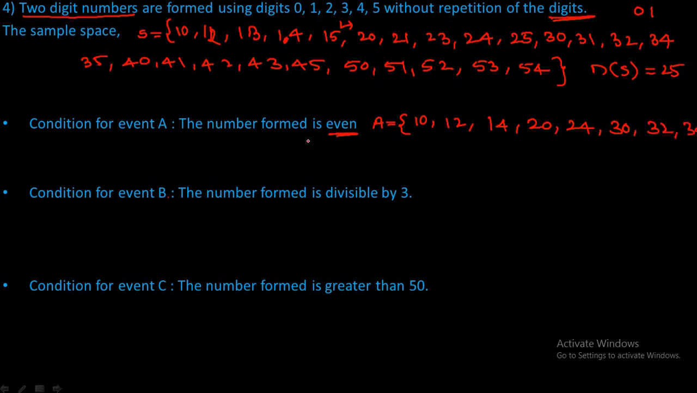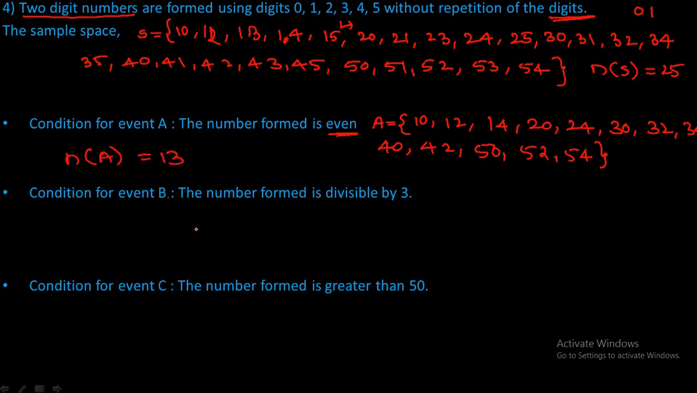Next, 35 is not even, 40 is even, 42, 45 is not even, 50 is even, then 52, then 54. I hope you understood, these are the even numbers. How many even numbers are there? 1, 2, 3, 4, 5, 6, 7, 8, 9, 10, 11, 12, 13. So n of A is equal to how much? You have to write n of A. n of A is 13.